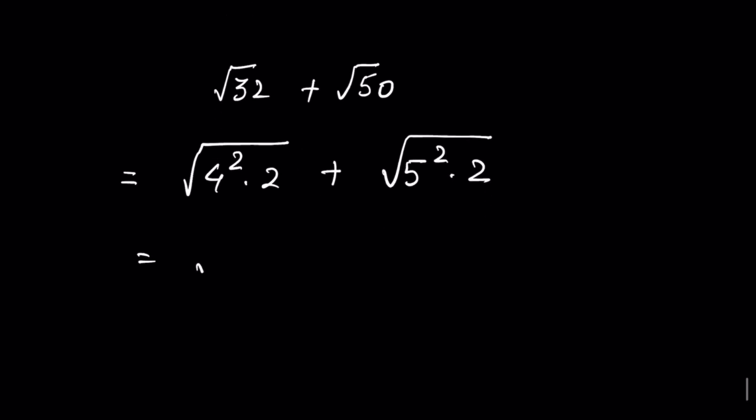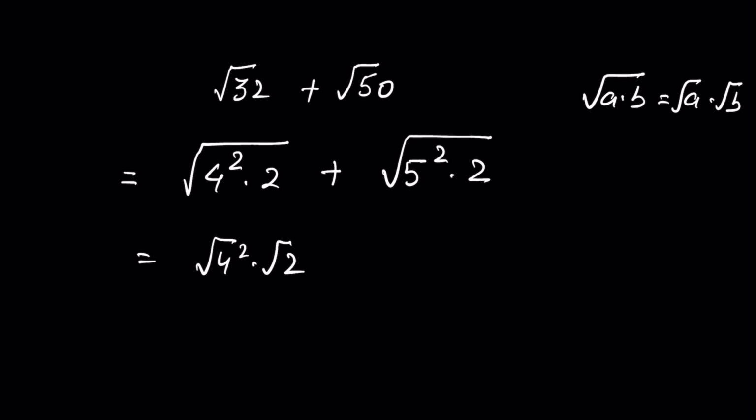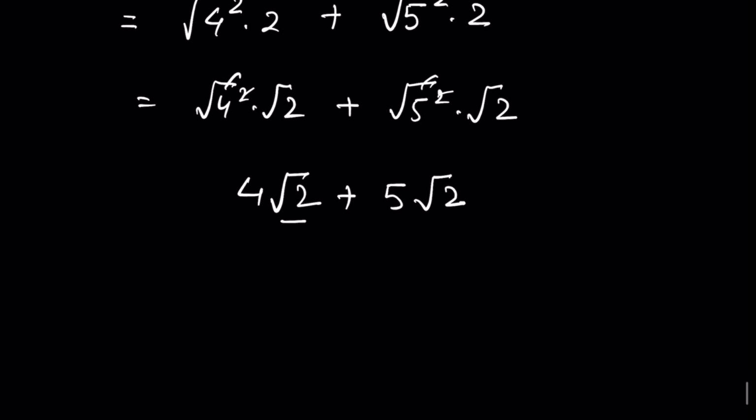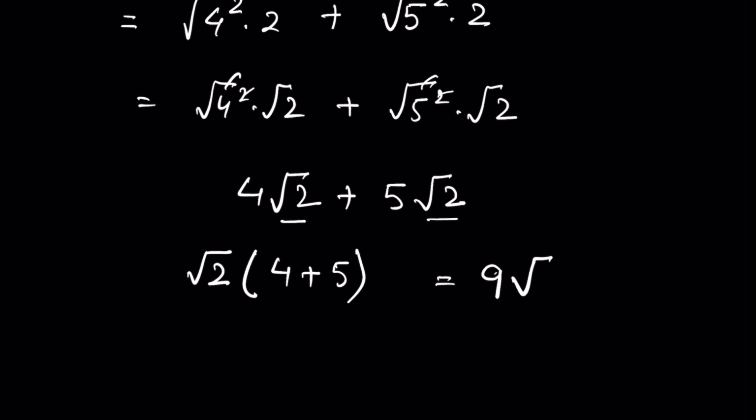Now we can write square root of 4 square times square root of 2, because when a times b is under square root, we can write it as square root of a times square root of b, plus square root of 5 square times square root of 2. Now remove the square root with this square. So it will be 4 times square root of 2 plus 5 times square root of 2. Now the radicals are same, so we can take it common and write square root of 2 parenthesis 4 plus 5. Now add the numbers, it is equal to 9 times square root of 2. So this is how we add radicals.